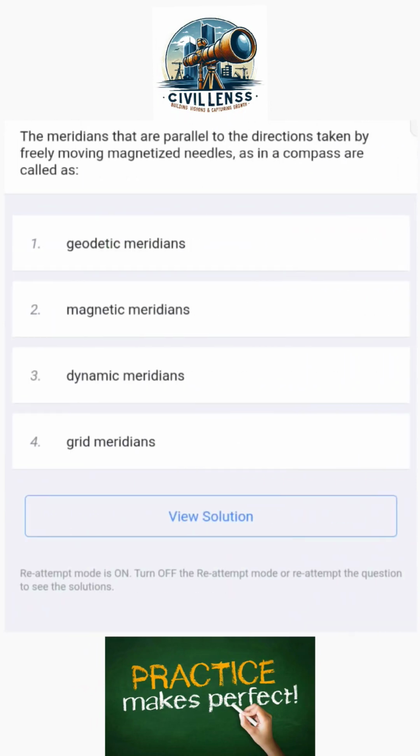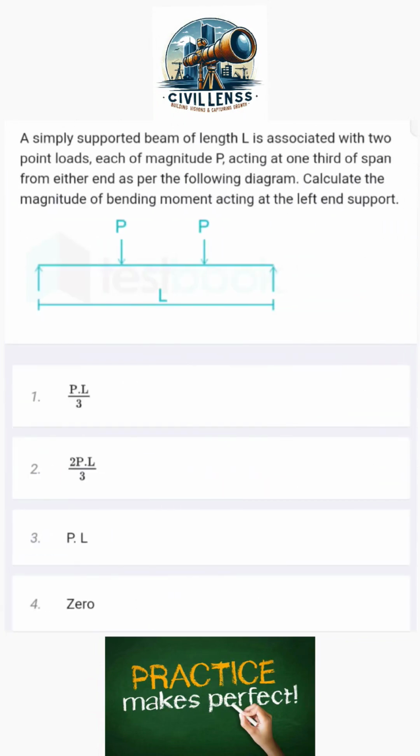The meridians that are parallel to the directions taken by freely moving magnetized needles, as in a compass, are called magnetic meridians. Next, a simply supported beam of length L is loaded with 2 point loads, each of magnitude P, acting at one third of the span from either end as per the following diagram. Calculate the magnitude of bending moment acting at the left end support. So bending moment for simply supported beam at support is 0.